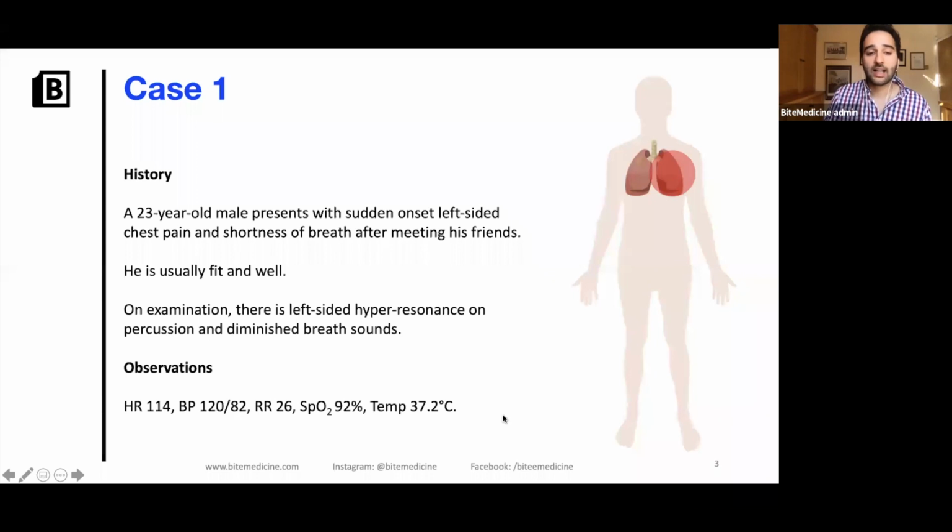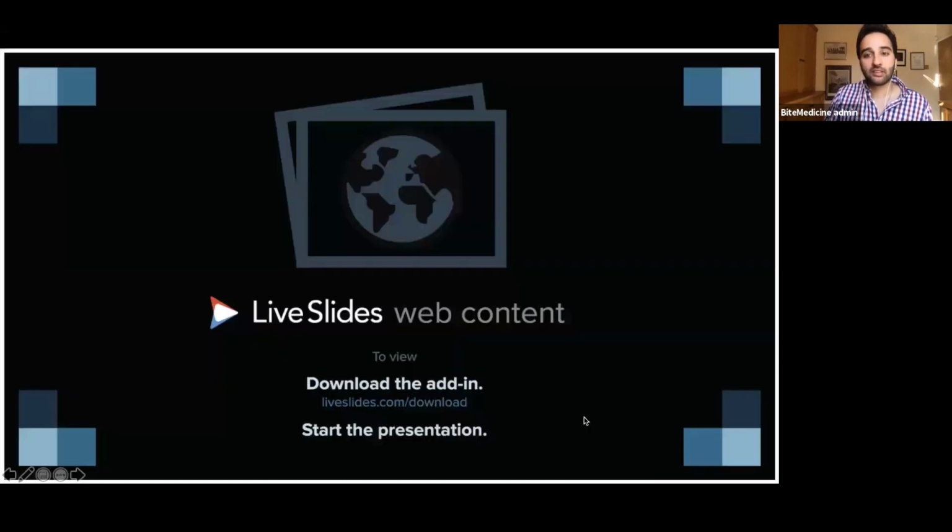So having a look at his observations, anything that strikes you on those, anything you're worried about at all? Exactly. So he's tachycardic, he's tachypnoeic, and his sats are low. Precisely, brilliant. So we're a little bit worried about this guy. We think it's a pneumothorax, and his obs are in keeping with that a little bit. So let's dive into the first question.